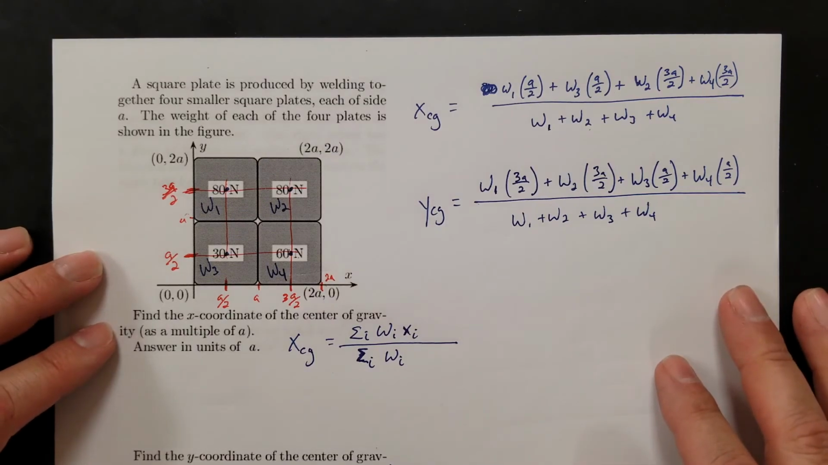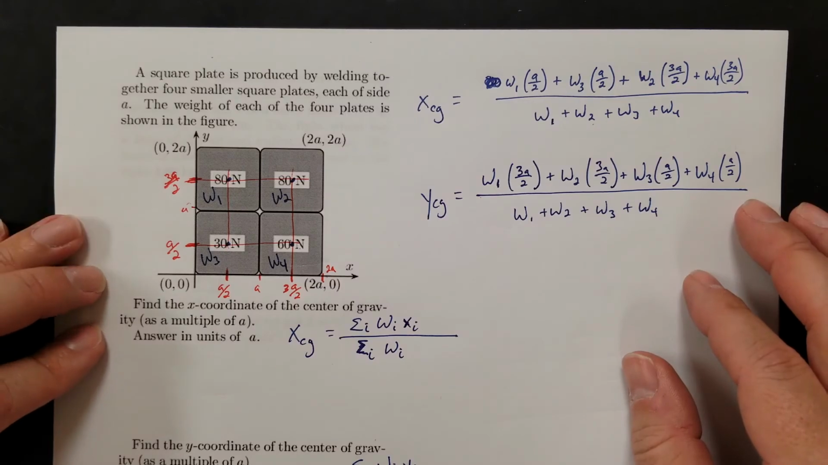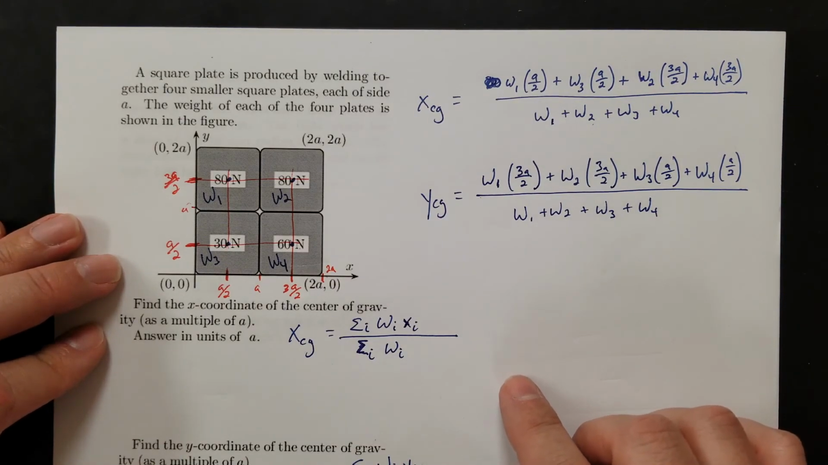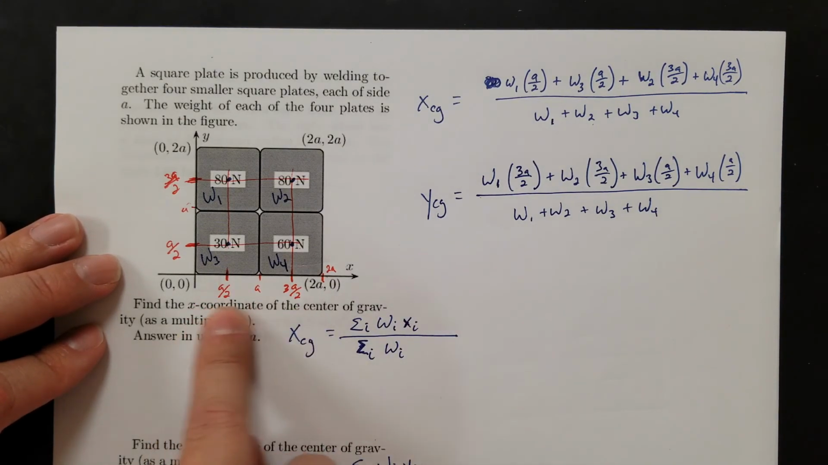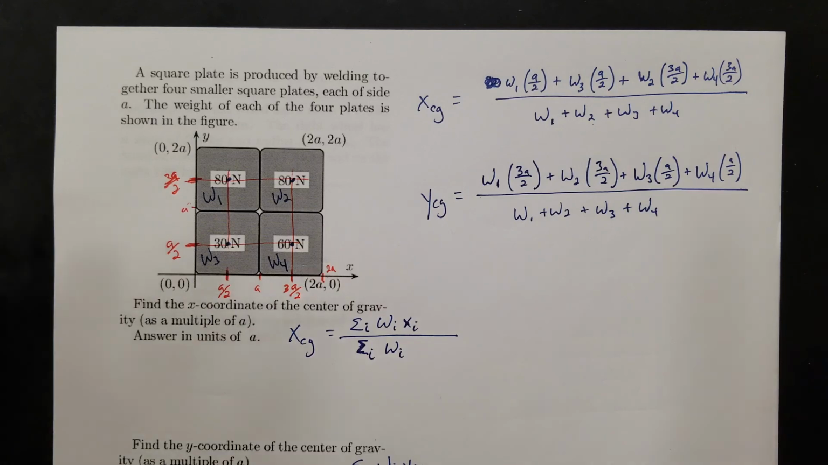All right. So center of gravity is just a weighted average. Really not that complicated. Just figure out how to find these distances as a fraction of 2a or a or whatever it gives you. It's really not that hard.